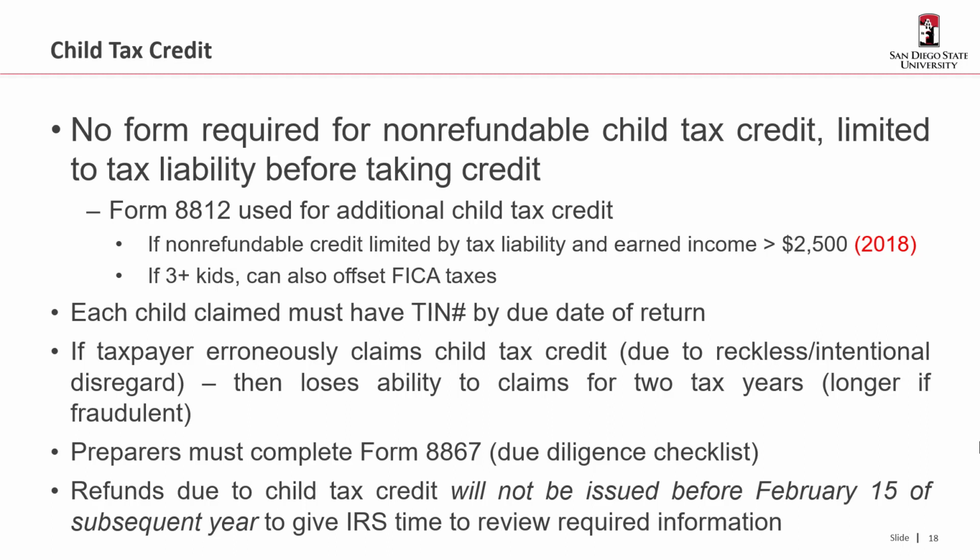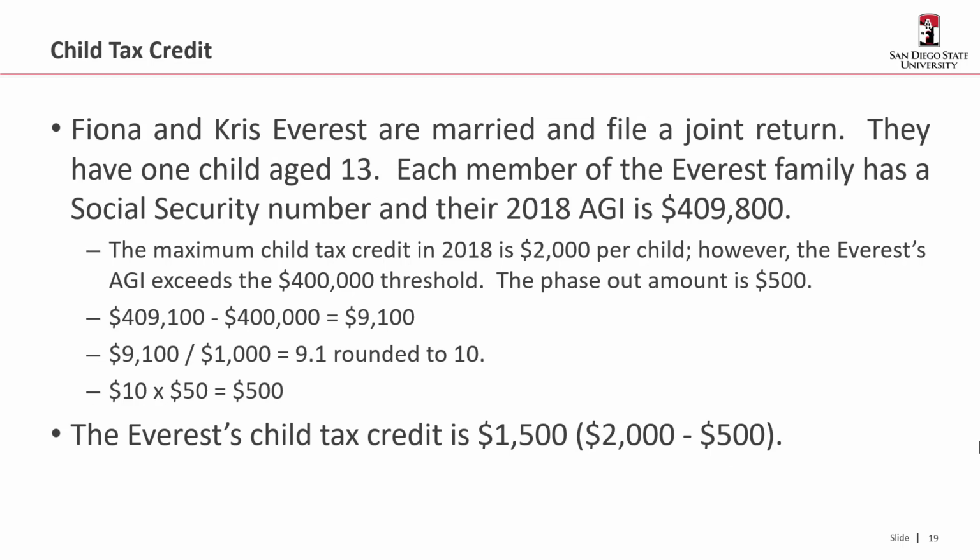And these days, refunds for the child tax credit, the refundable part, they're being held. What happened is in the first year they released it, a whole bunch of people filed refundable child tax credits right away that they did not deserve. And so the IRS implemented a strategy of delaying refunds that are associated with tax returns that have a refundable child tax credit claimed. So Fiona and Chris Everest are married and file a joint return.